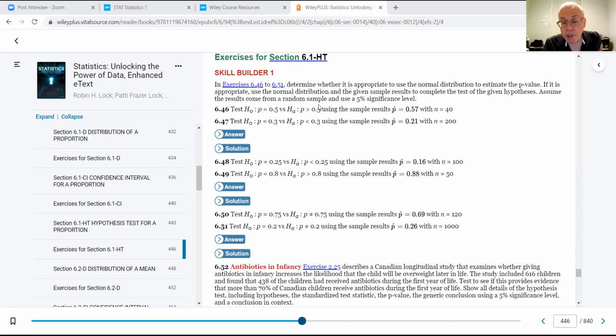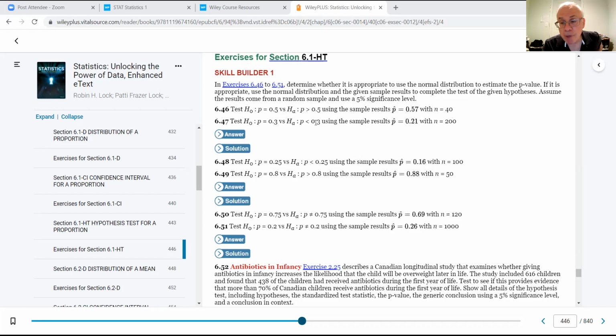Assumption 1, that it's a random sample, is true. It says it in the problem. And the second assumption, well, we have to multiply our n times our p. Now, notice here they give you the sample results as p hat. Please do not use p hat to determine whether we can do the hypothesis test. And I'll tell you why.